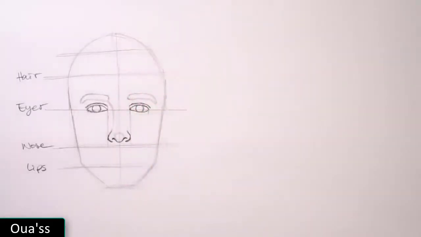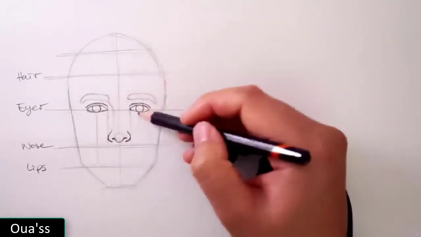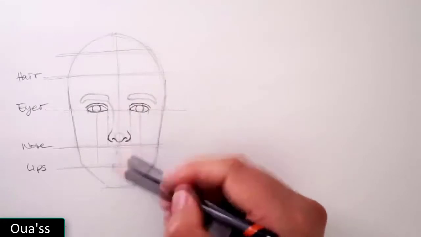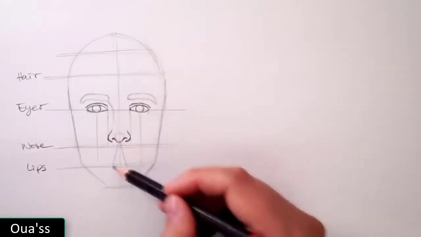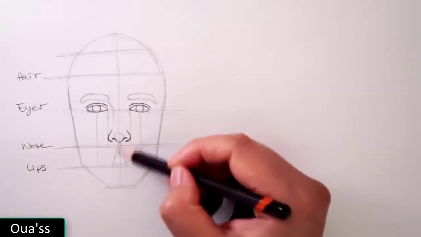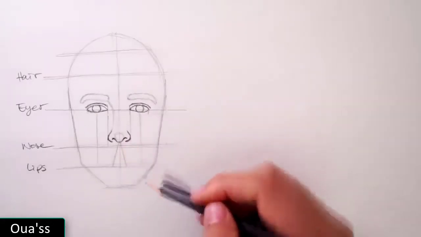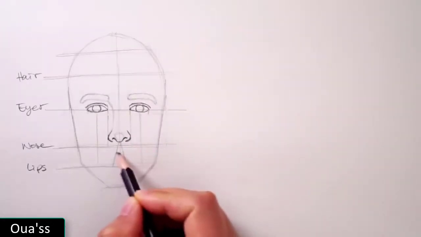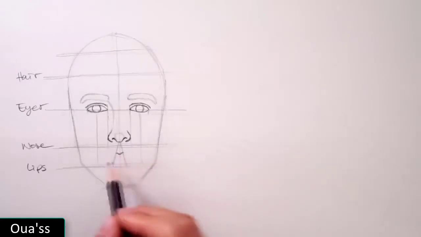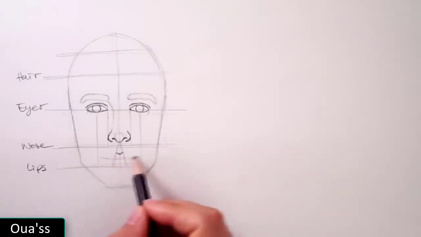For the mouth, draw your boundary lines coming from the center of each eye. Directly below the nose, draw a triangle that stretches down to the line labeled lips. Place your Cupid's bow a fair distance from the nose. Below that, draw the opening of the mouth while staying within the boundaries.